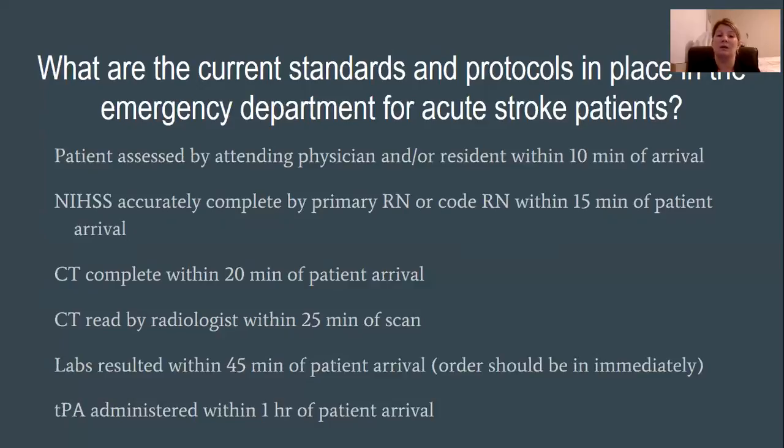An NIH stroke scale is accurately completed by either the primary RN or the code nurse, and that should be done within 15 minutes of patient arrival. CT is to be completed within 20 minutes of patient arrival. The CT is to be read by the radiologist within 25 minutes of the scan. Labs are to be resulted within 45 minutes of patient arrival. And TPA, the ultimate goal is for TPA to be administered within 1 hour of patient arrival.